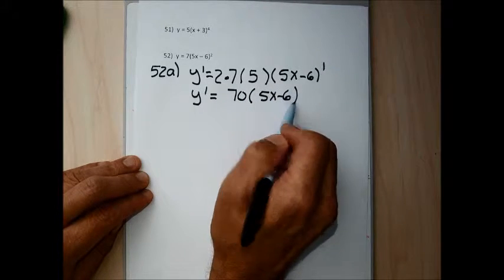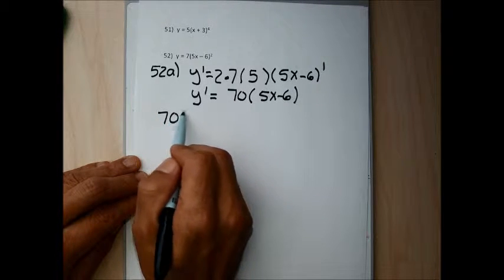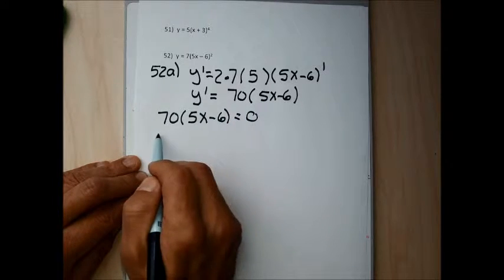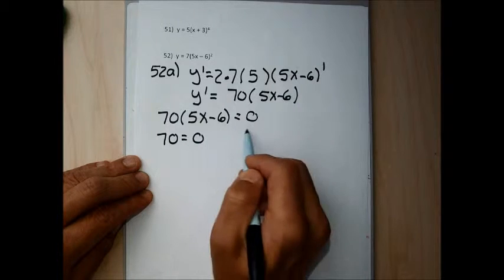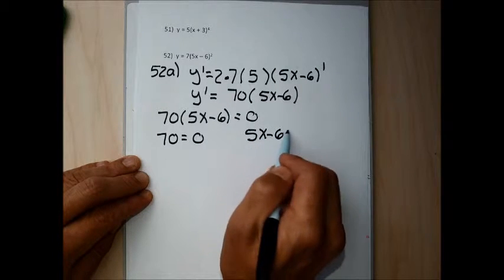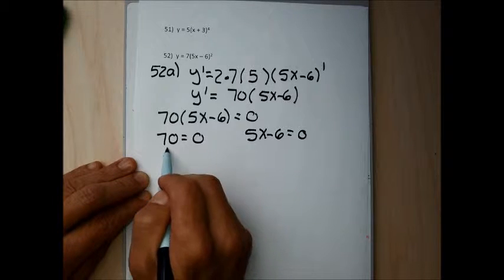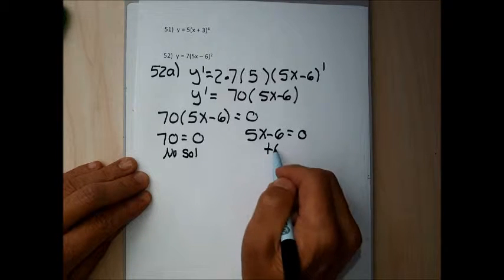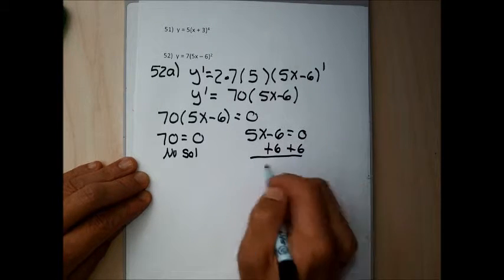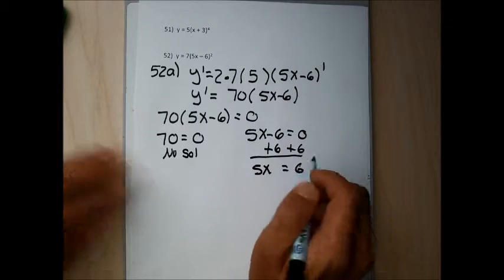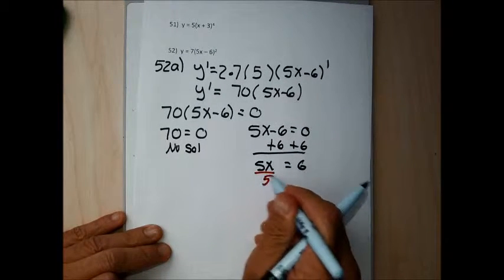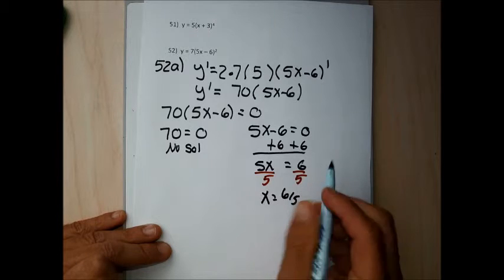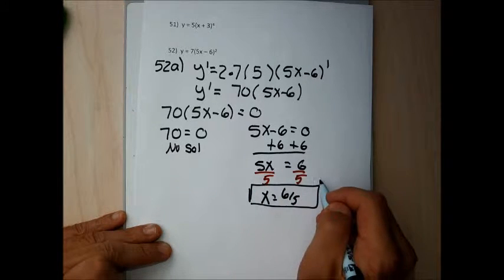for my derivative. To get the values of x where I have a horizontal tangent, I need to take the derivative and set it equal to 0. Because it's factored, I'm going to set each of the factors equal to 0 to get the values of x that I need. For the 70 equal to 0, because it doesn't have an x, it's not going to give an answer that I need to work with. For the 5x minus 6 equal to 0, I'm going to add 6 to both sides and get 5x equal to 6. And then I'm going to divide both sides by 5 and get x equal to 6/5. That's my whole answer to 52a.